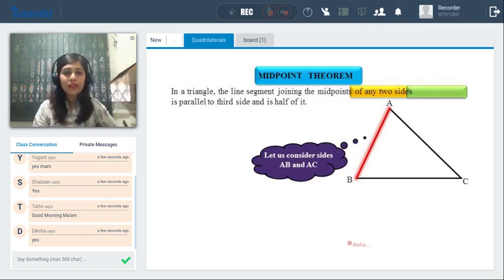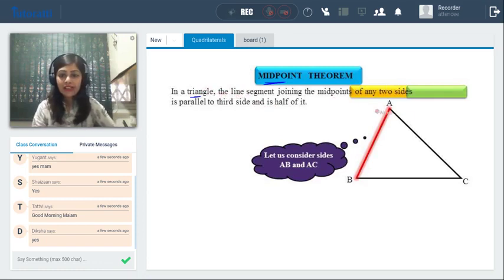So now we move to one of the most important theorems of your syllabus, which is the midpoint theorem. Okay, students, this theorem is extremely important. You will be applying this theorem even in your 10th standard. So let's see what this theorem talks about. We've already seen that this theorem applies to a triangle. So it's a theorem which applies only to a triangle.